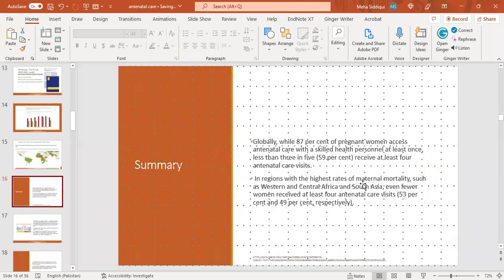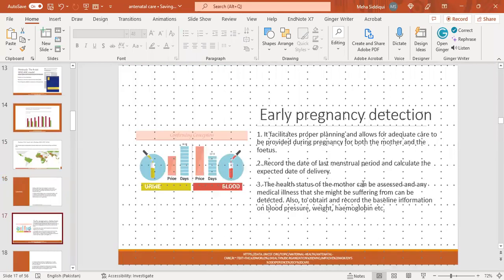The summary of these maps is that globally, while 87% of pregnant women access antenatal care with a skilled health person at least once, less than 3 in 5, that is 59%, receive at least 4 antenatal care visits. In regions with the highest rates of maternal mortality, such as Western and Central Africa and South Asia, even fewer women receive at least 4 antenatal care visits, that is 53% and 49% respectively.